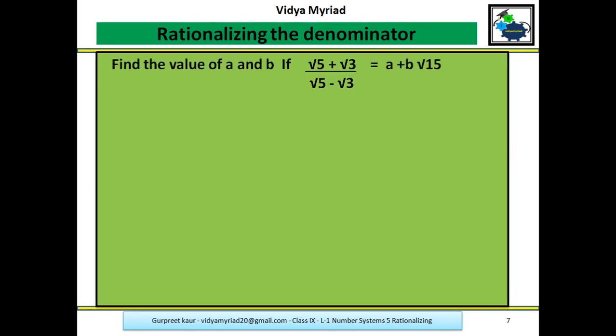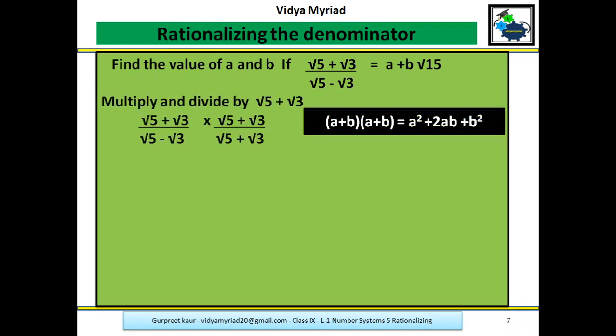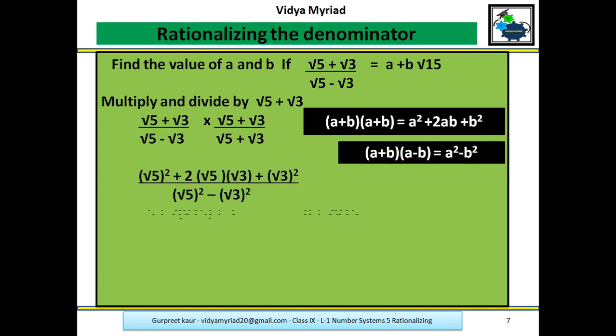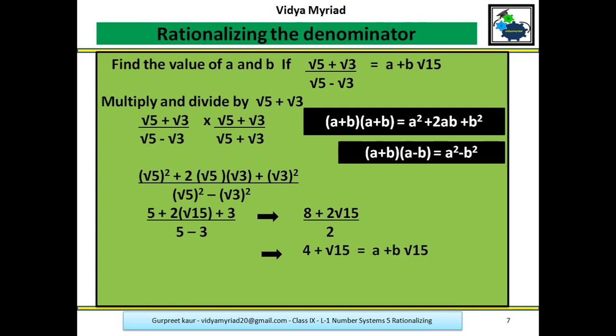Now here again I have a similar question. Root 5 plus root 3 upon root 5 minus root 3 is equal to a plus b root 15. I have to find out the value of a and b. Rationalize it. When I rationalize, I will get (8 plus 2 root 15) upon 2. Now here I can take 2 as common, so it will become 4 plus root 15, which is equal to a plus b root 15.